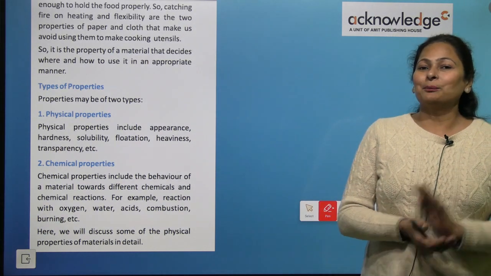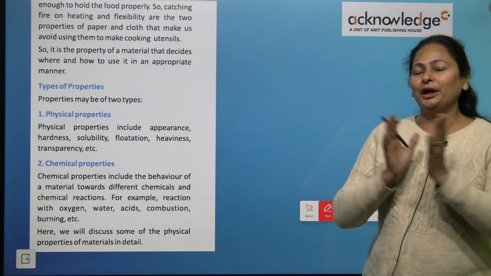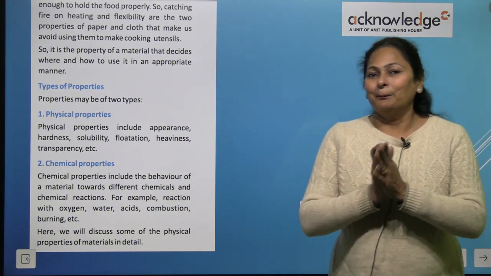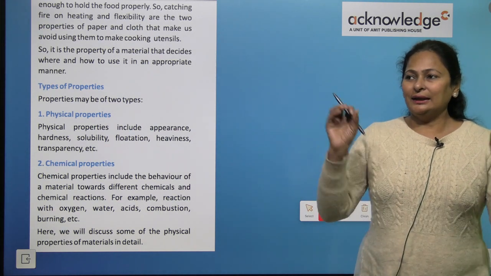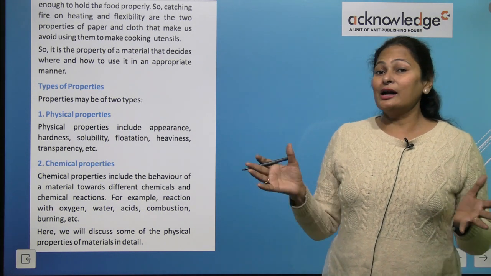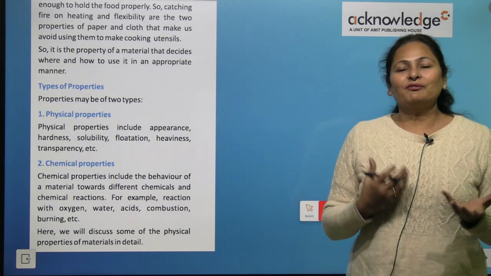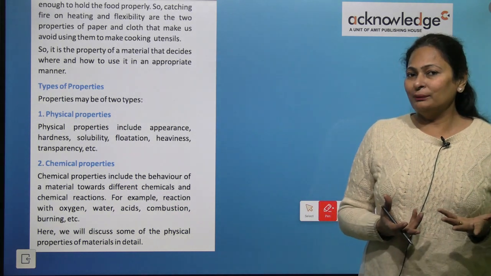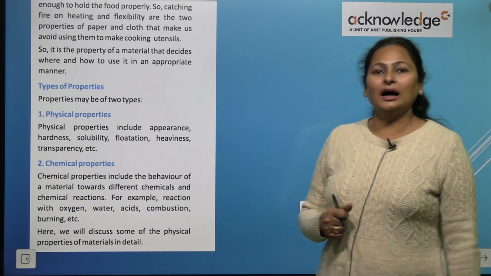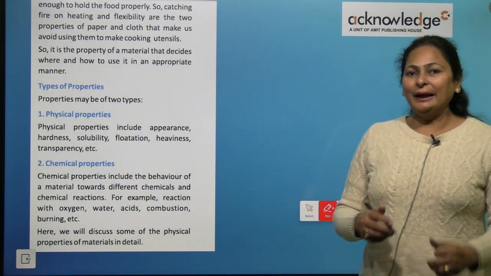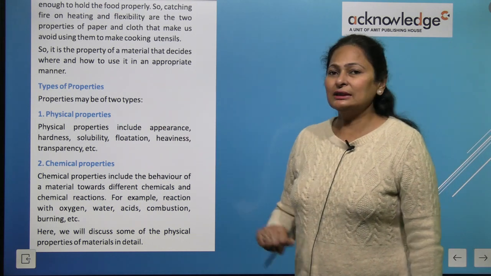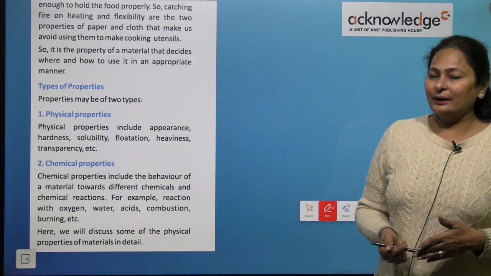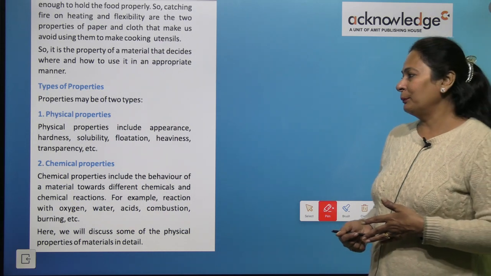So let's see the properties of material. Now we know that things are made with some material. Till here we are clear. The things that surround us are made up of different kinds of materials. So let's see what all the properties are. Mainly we have grouped them into two. First is physical properties and the second is chemical properties.